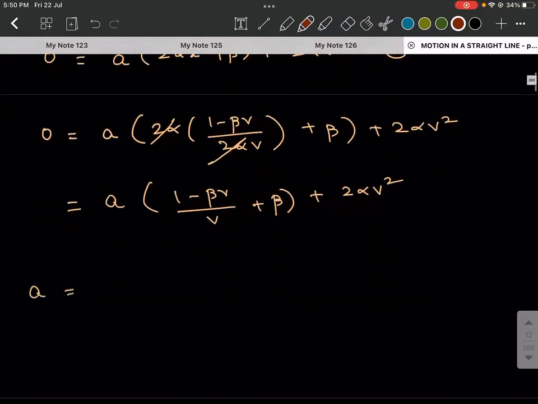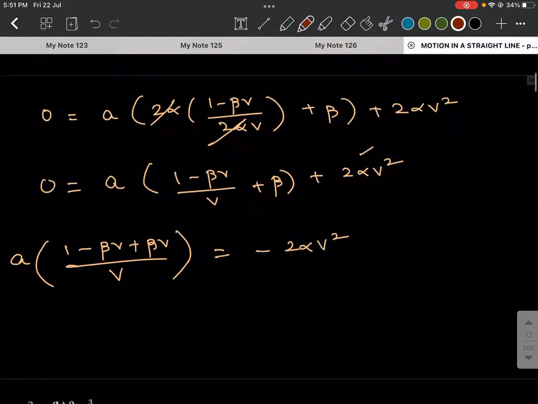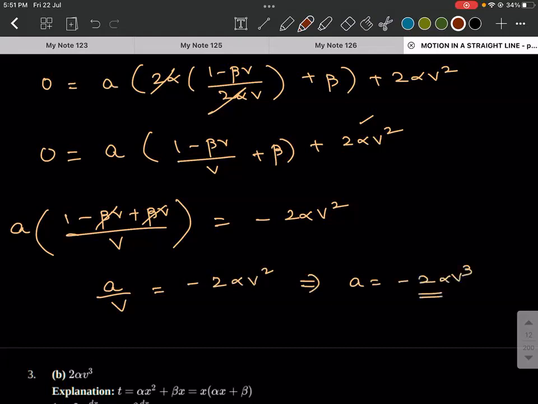So A, I can write it as minus 2 alpha v square. A into 1 minus beta v plus beta v divided by v is equal to minus 2 alpha v square. Accepted? I took LCM. Okay, and I took this 2 alpha v square to the left hand side. Beta v and beta v are gone. So A divided by v will be equal to minus 2 alpha v square, which implies A is equal to minus 2 alpha v cube.